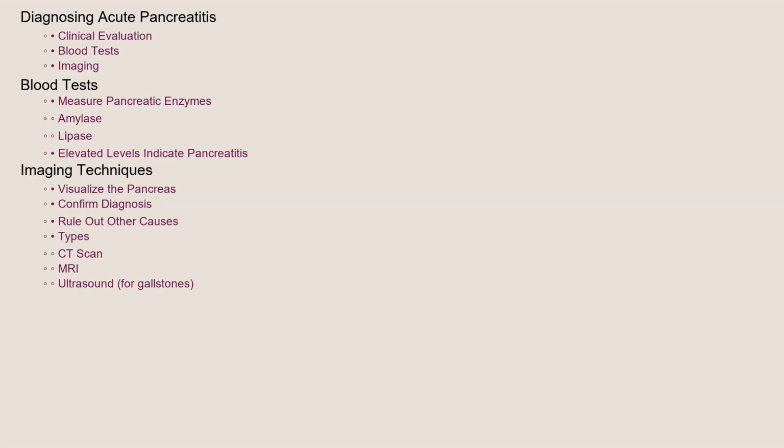Diagnosing acute pancreatitis involves a combination of clinical evaluation, blood tests, and imaging. Blood tests are essential to measure levels of pancreatic enzymes, specifically amylase and lipase, which are significantly elevated in this condition. Imaging techniques, such as CT scans or MRI, help visualize the pancreas, confirm the diagnosis, and rule out other potential causes of abdominal pain. Ultrasound can also be useful to identify gallstones.